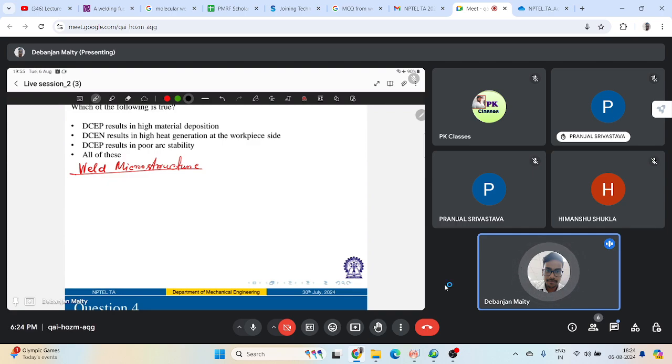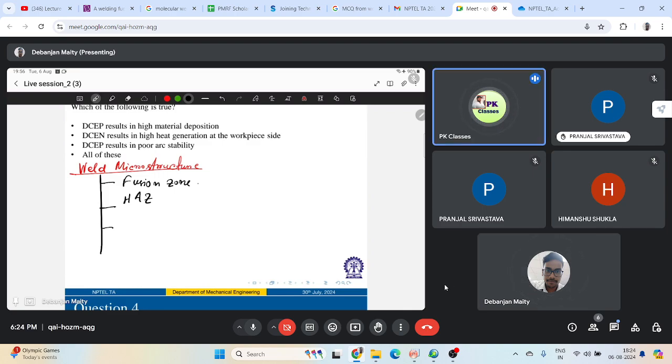Now, why will there be a change in your microstructure in welding? Because you are doing some kind of heating and then some subsequent cooling of the weld, right? So there will be different regions in your weld microstructure. What can be those regions? What are the different regions of weld microstructure? You have fusion zone, you have heat affected zone. So this is called heat affected zone.